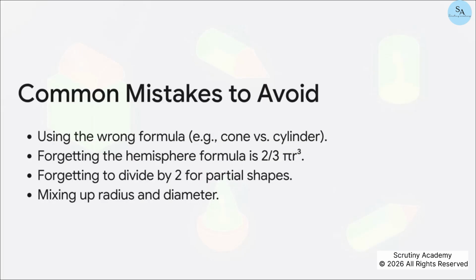And just to make sure you get every single point you deserve, let's go over the common mistakes people make. First, don't mix up your formulas, especially cone and cylinder. They look similar. Next, remember the hemisphere formula is 2/3 pi r cubed. If you have a half cylinder, don't forget to divide its volume by 2. And finally, the classic trap. Always double-check if the problem gives you the radius or the diameter.